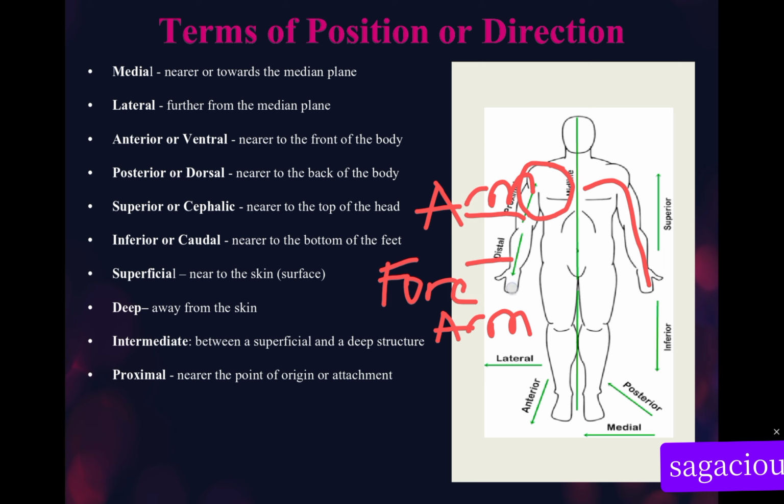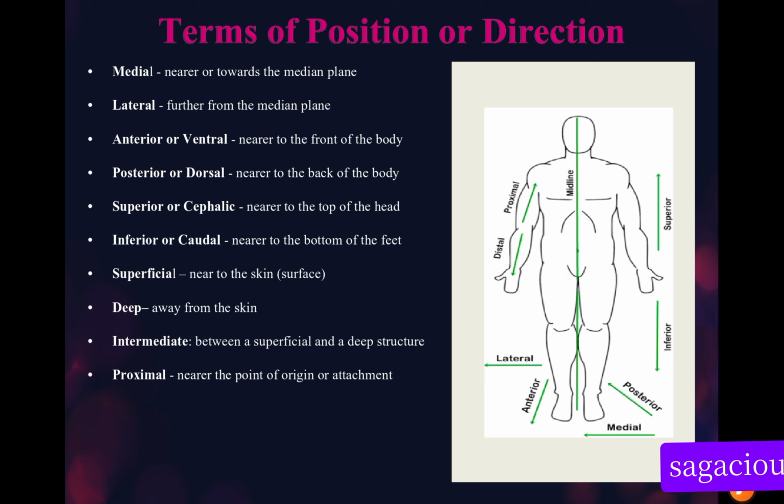Now, this is my hand, and my hand is said to be distal when compared to the forearm. Why is the hand distal and the forearm proximal? Because the forearm is closer to the origin when you compare both of them. This is also applicable to the leg, the foot and the hip.